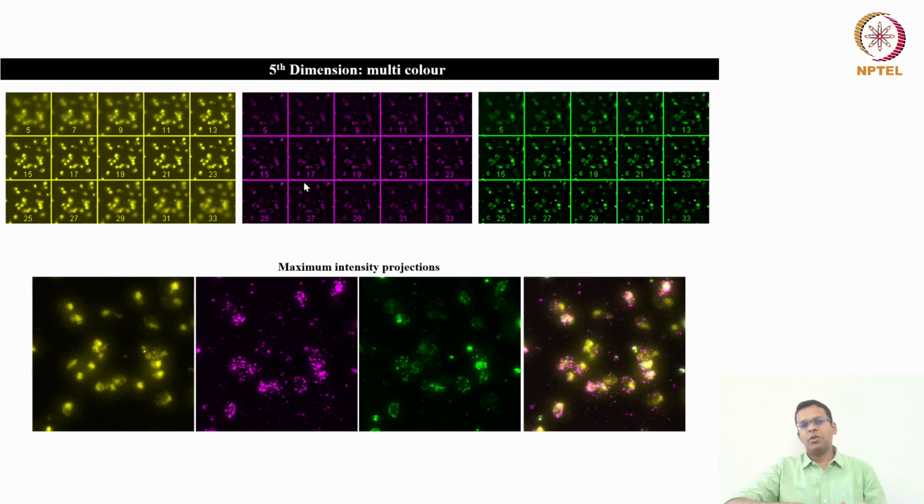But it is possible that you also need that information in multicolor. Like one protein is labeled with magenta color, another protein is labeled with green color, and let the nucleus be labeled with DAPI in yellow color. So you need to do multicolor imaging in 3 dimensions.